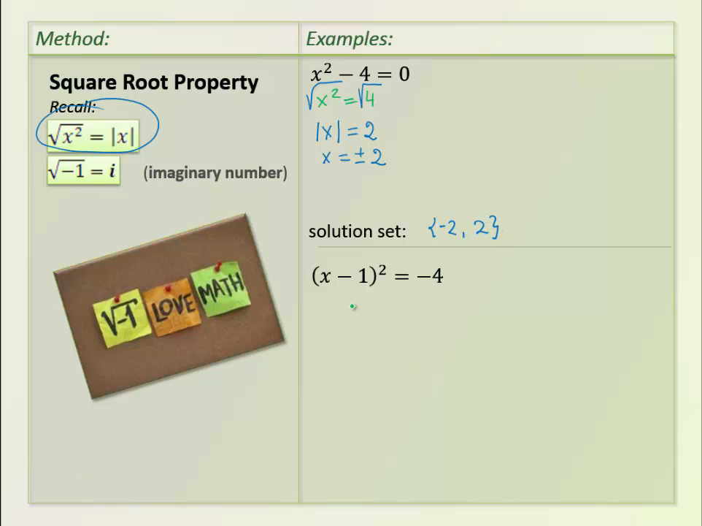In the following example, we can notice that the left-hand side is always positive or 0. However, the right-hand side, as you see, is negative. So it's impossible for a quantity that is non-negative to be equal to a quantity that is negative. Therefore, these two sides will never be equal. So what this really means is that we have no solution in real numbers.